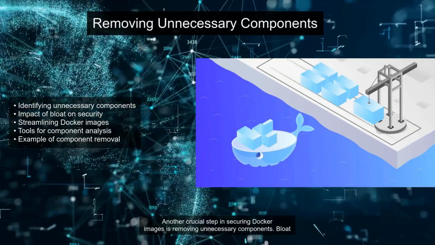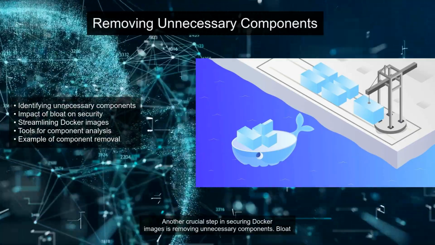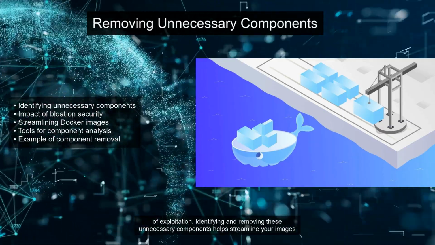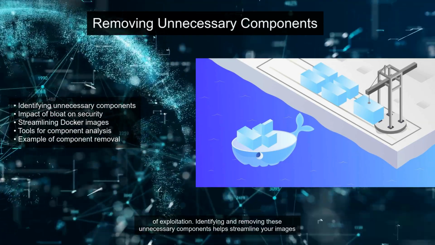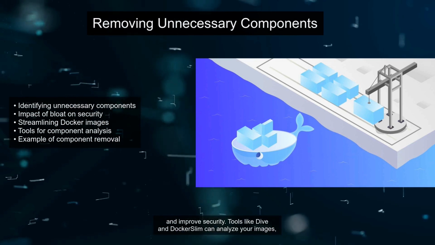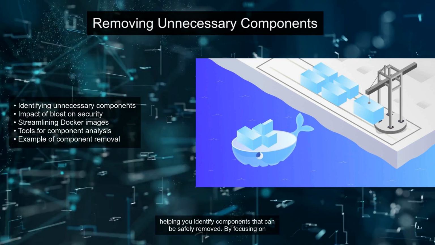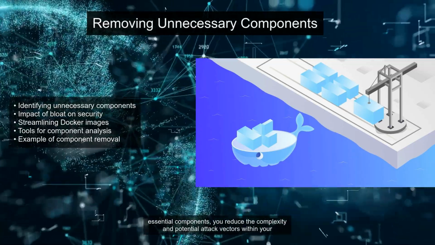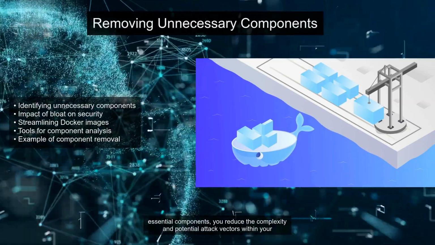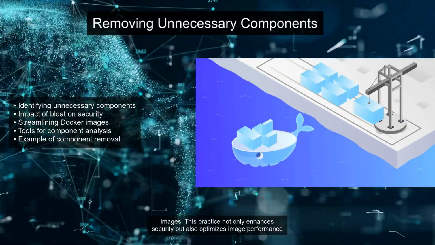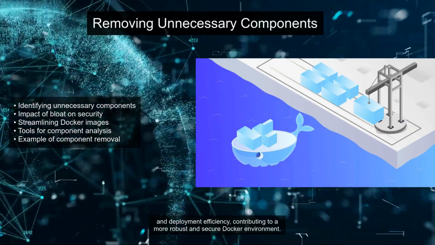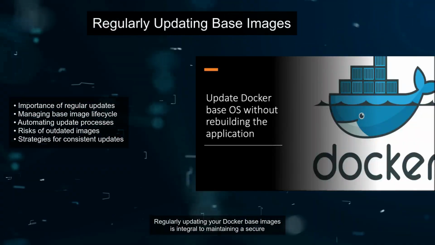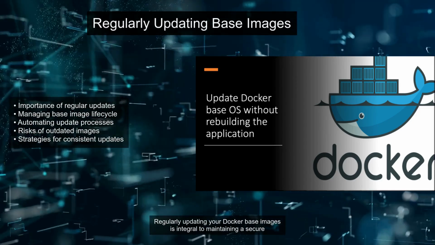Another crucial step in securing Docker images is removing unnecessary components. Bloat within your Docker images can introduce additional vulnerabilities and increase the risk of exploitation. Identifying and removing these unnecessary components helps streamline your images and improve security. Tools like Dive and DockerSlim can analyze your images, helping you identify components that can be safely removed. By focusing on essential components, you reduce the complexity and potential attack vectors within your images. This practice not only enhances security but also optimizes image performance and deployment efficiency, contributing to a more robust and secure Docker environment.